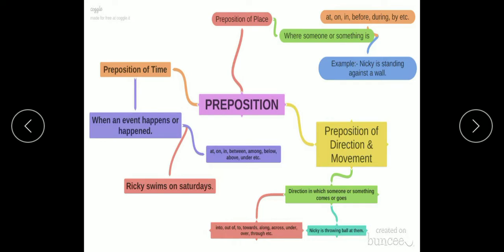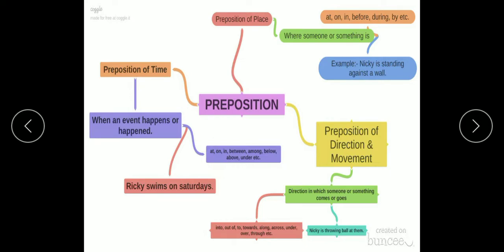Some more prepositions which can be used as preposition of place are at, on, in, before, during, by, and so many others, etc. It is not that at is used only as preposition of place. It can be used as preposition of time. It can be used as preposition of direction and movement. It totally depends on the uses. How do we use it? And what does the sentence mean?